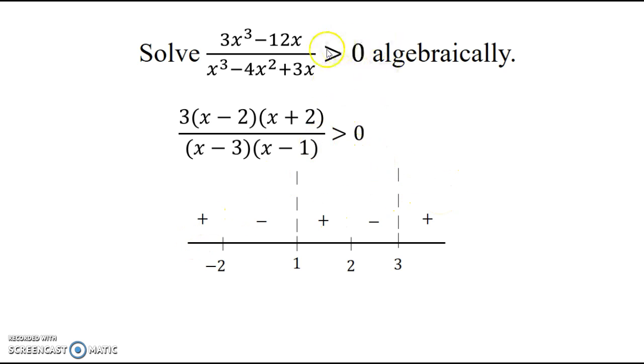And so now our question is, where is it greater than 0? Well, it's greater than 0 when the values are positive. So it's going to be from negative infinity to negative 2. And it's going to be again from 1 to 2. And it's going to be again from 3 up to infinity.